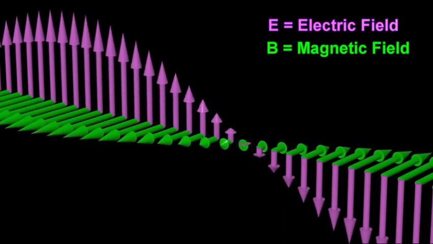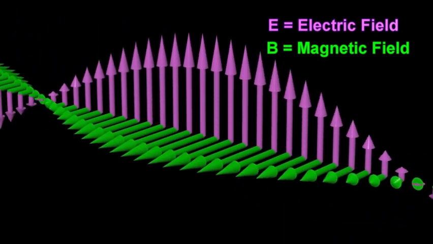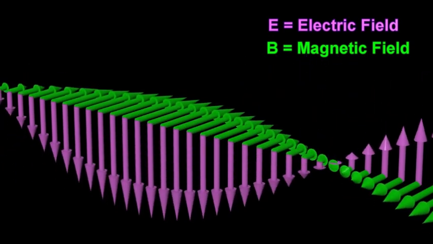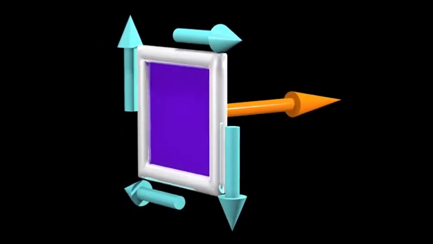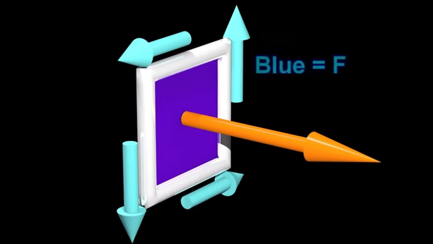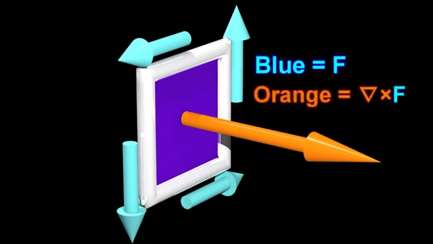The key to the answer is that Maxwell's equations relate the rate of change of each field to the curl of the other field. The blue arrows describe a vector field, which we will call F. The orange vector is the curl of F.